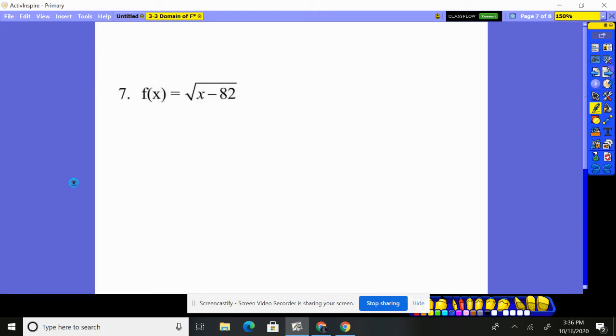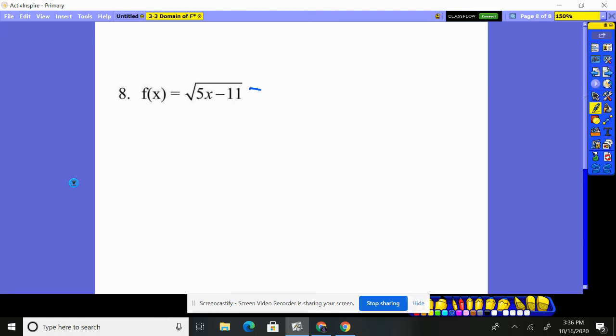Square root, okay, got to stay bigger than or equal to zero, because if you have a negative underneath there, it won't work. So I add 82. X has to stay bigger than or equal to 82. So we say it's all real numbers such that X is greater than or equal to 82.